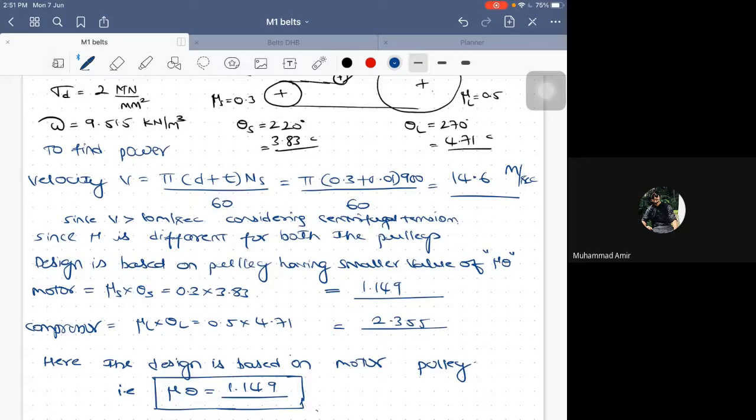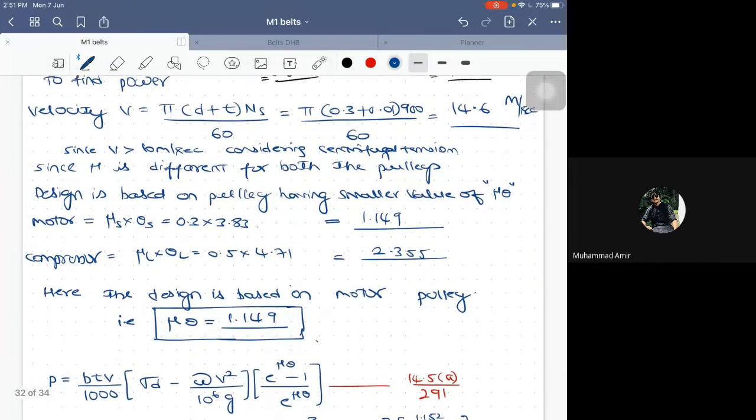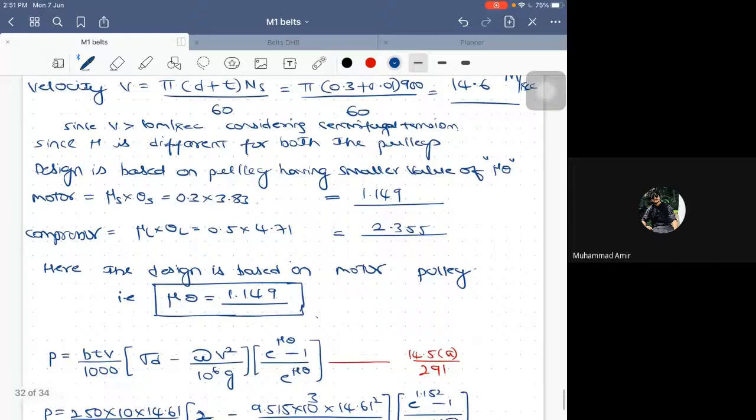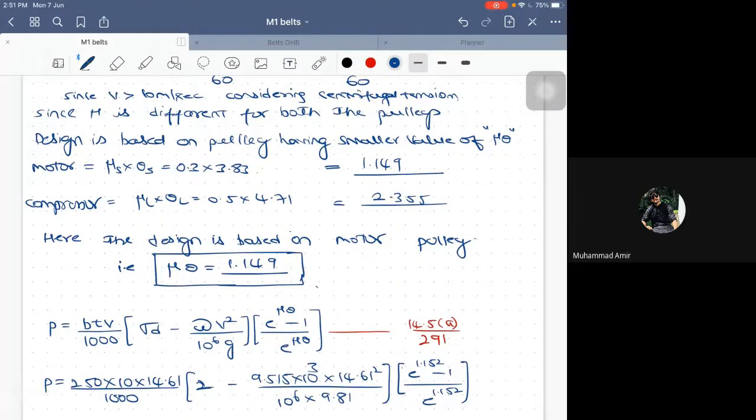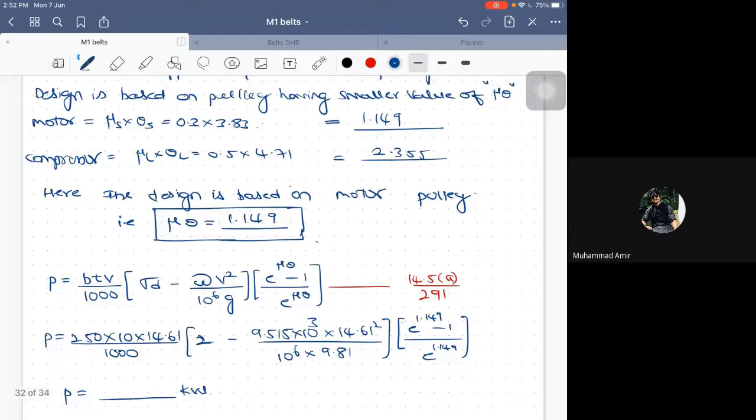Okay. So now go with this particular formula. V is 14.61. Substitute everything. I would just check the substitution. V is 250, T is 10. What about V? 14.61. Yes, 14.61. Sigma D is 2. This I have substituted is 9.15. Very good. 9.81. Very good. E to the power of it is not 1.512. Rather, what we have got is 1.149. From this, what is the value of power output? Power transmitted in kilowatts directly.